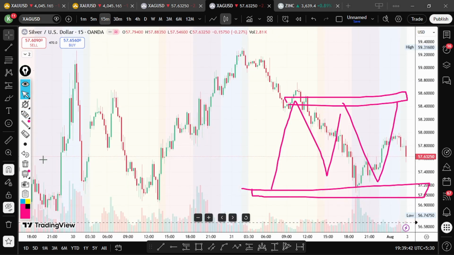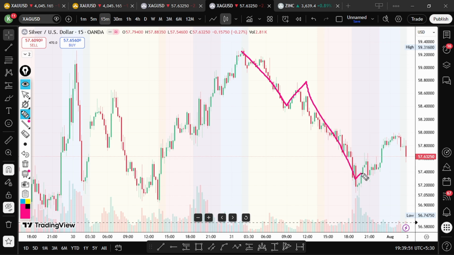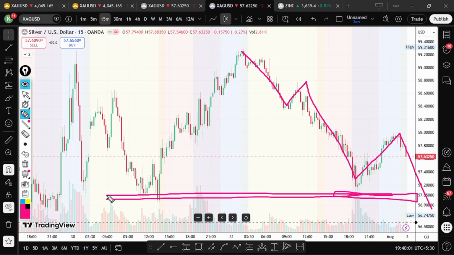On the 15-minute chart, what we can see is the market is in a downtrend. From here it is coming down steadily, so it can go further down. Let's not touch it, but wait for this level. Wait for 5.65 to be reached by the market, and only after that can you trade.